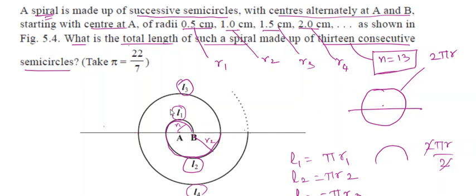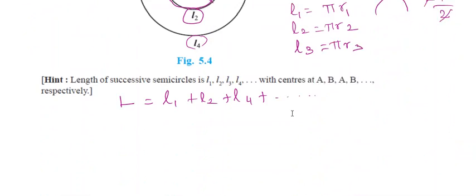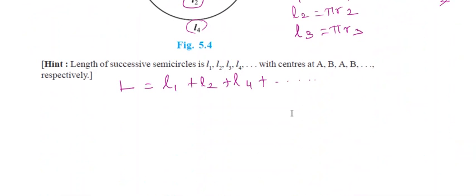Okay, so there are 13 semicircles like this. So in that case, we have to extend up to L13, is it not? So we have to add everything and finally we should get the value. So L1 plus L2 plus L3 plus L4, etc. up to L13.